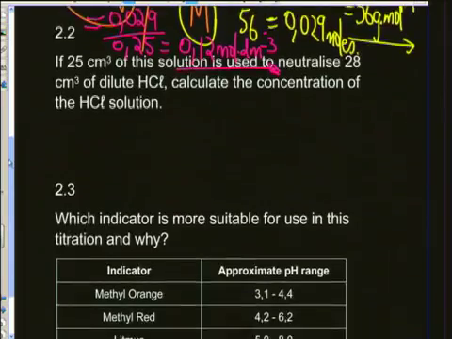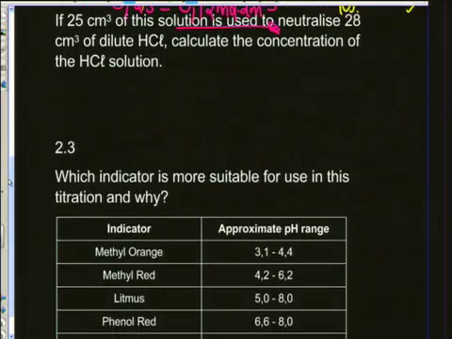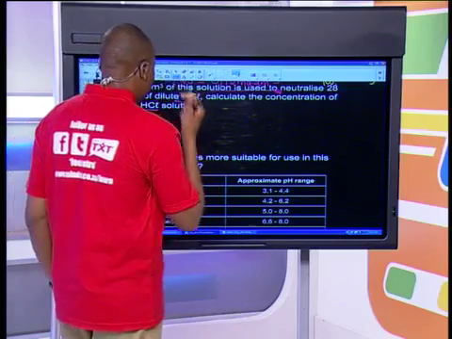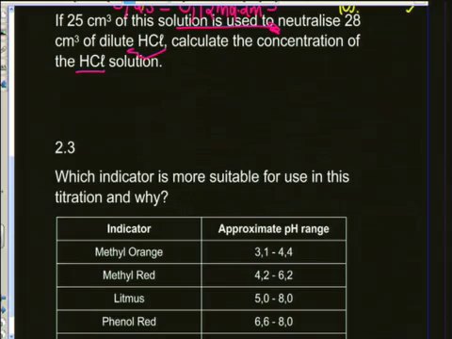Okay? And moving on, if 25 cubic centimeters of this solution is used to neutralize 28 cubic centimeters of dilute hydrochloric acid, calculate the concentration of the HCl solution. Now here I need to take it a bit slow for you. Firstly, I need to write down the chemical equation showing the reaction between this potassium hydroxide plus the acid HCl. And what do I get?